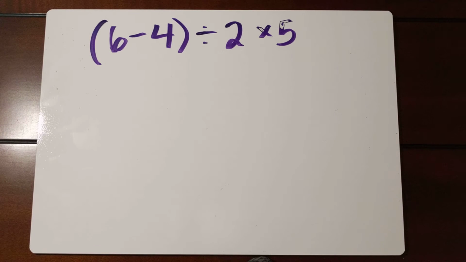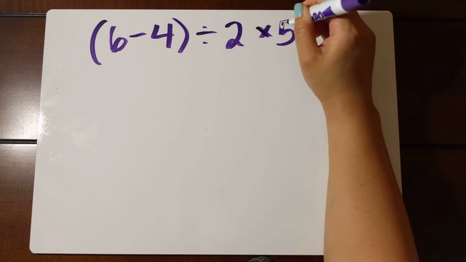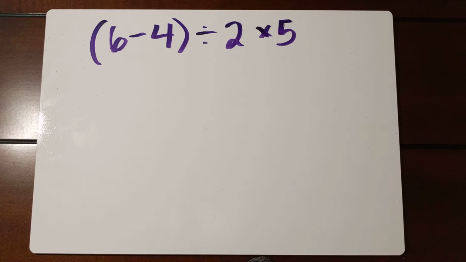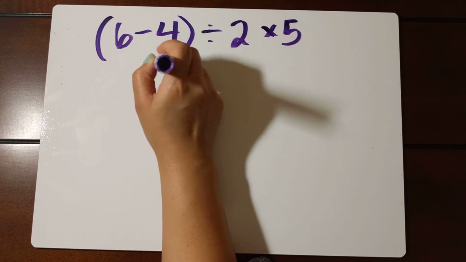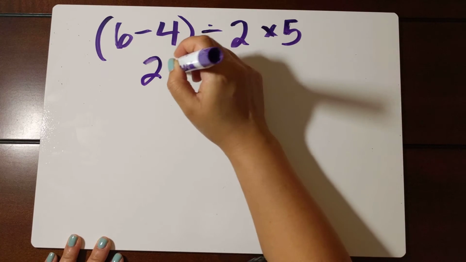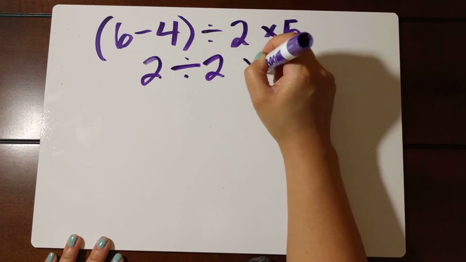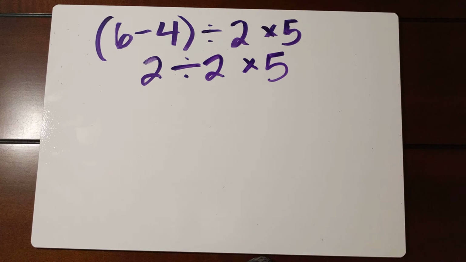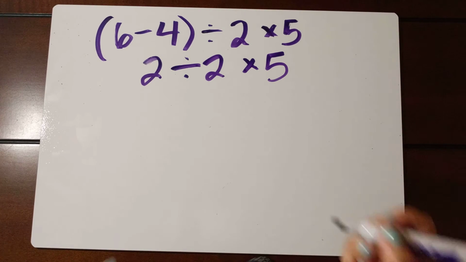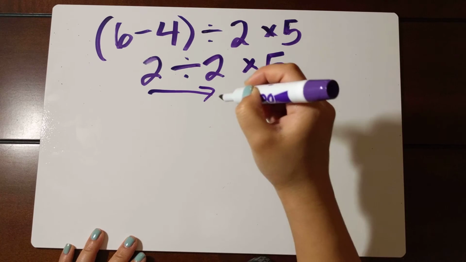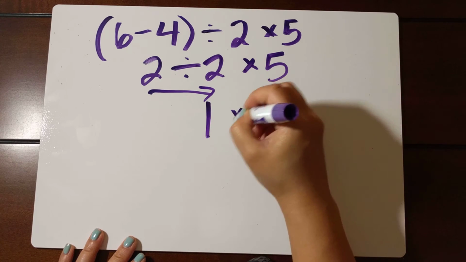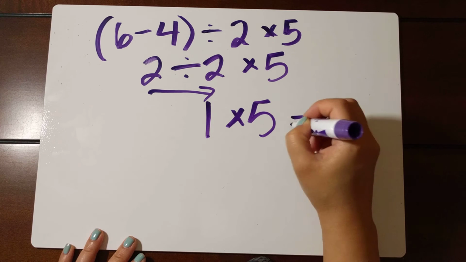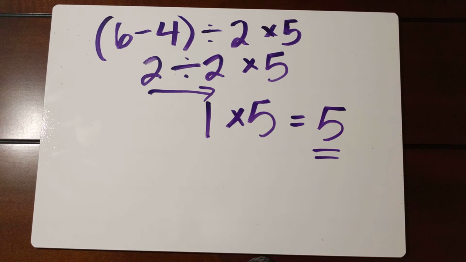Let's throw some grouping symbols into a problem. So here we have parentheses, we have subtraction, division, and multiplication. Where do we start first? With order of operations, we start with our grouping symbols. So I'm going to simplify what we have inside the parentheses. 6 minus 4 is 2. And here we have divided by 2 times 5. So with division and multiplication, we're working our way left to right. 2 divided by 2 is 1, and 1 times 5 is 5.